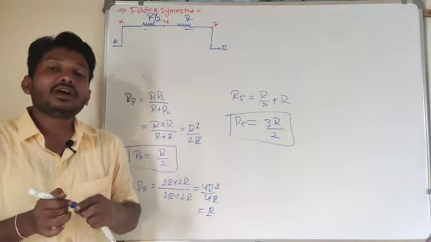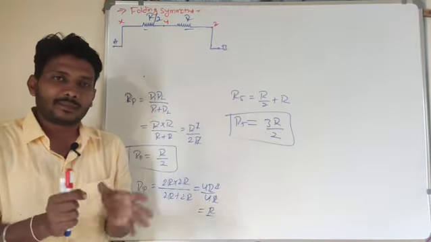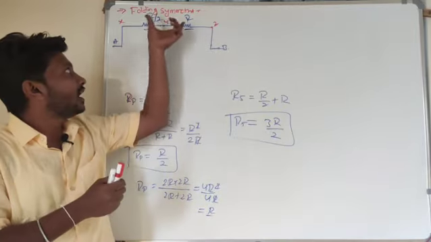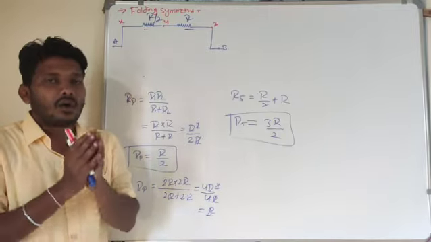So if you take folding symmetry, in that case you can take the same potential, and so I can take that these two resistors are in parallel combination here.